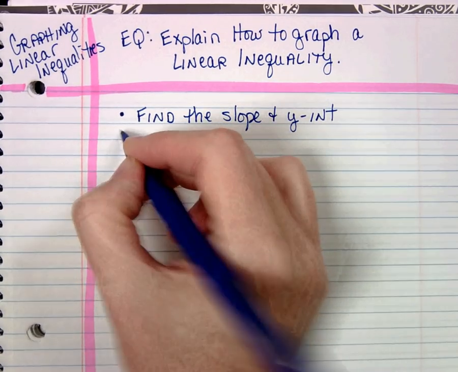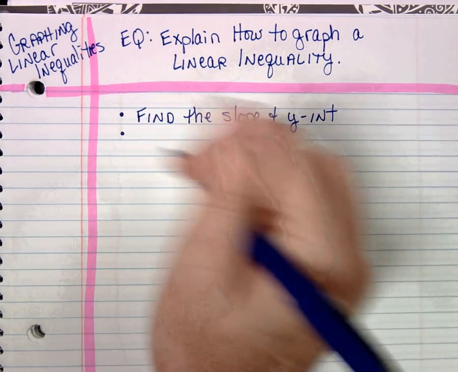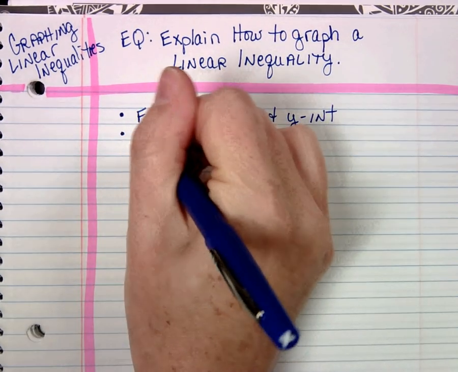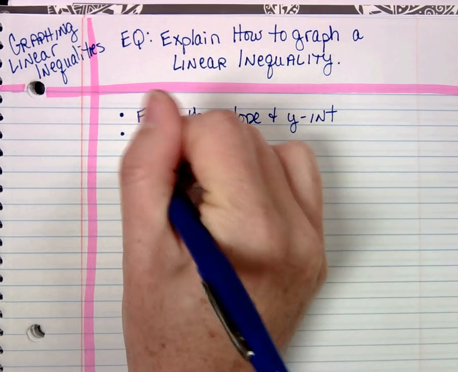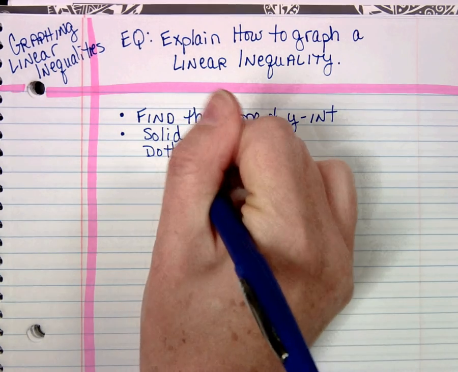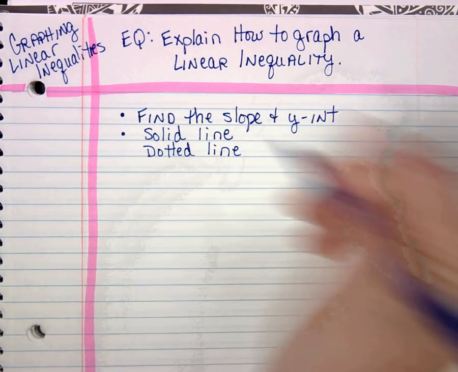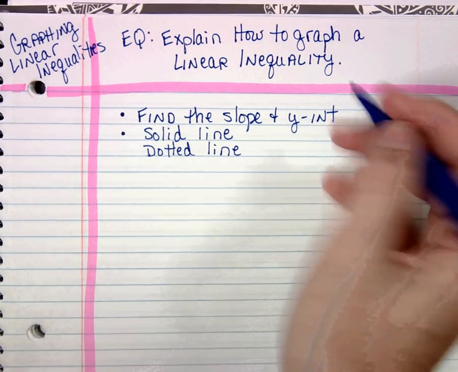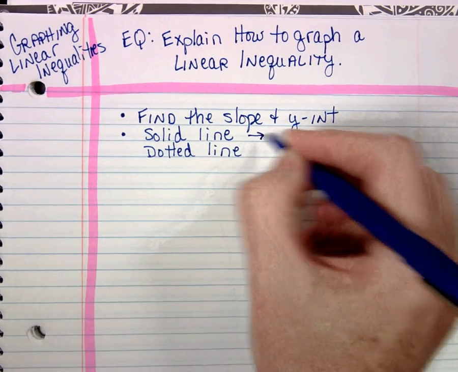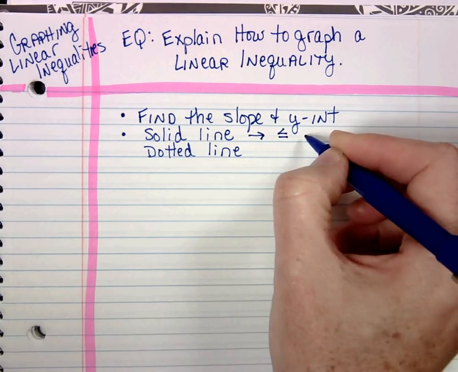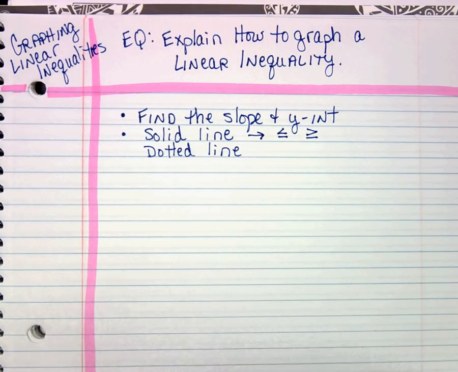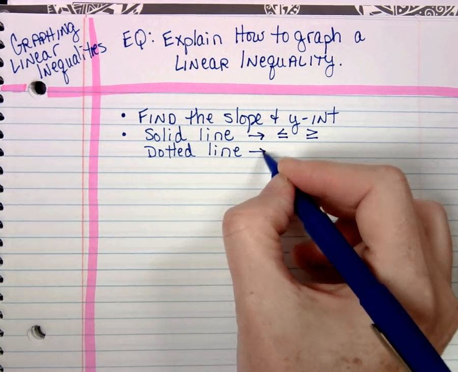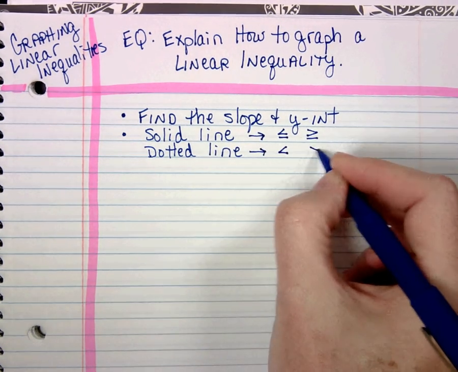So the next thing we have to think about is when we connect our points, we're either going to connect them with a solid line or a dotted line. And this is very similar to when we do an open and closed circle when we graph on a number line. We put a solid line if it's less than or equal to or greater than or equal to. So the key thing is the equal to. If it's got equal to in it, we're going to connect the points with a solid line. And then a dotted line would be if it's less than or greater than.